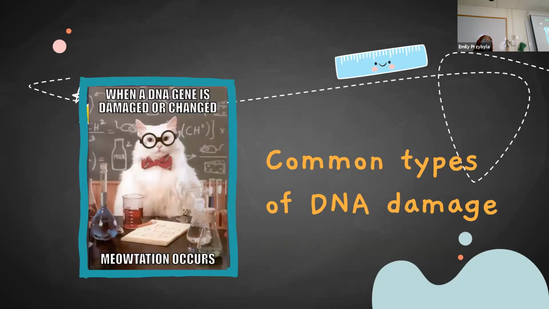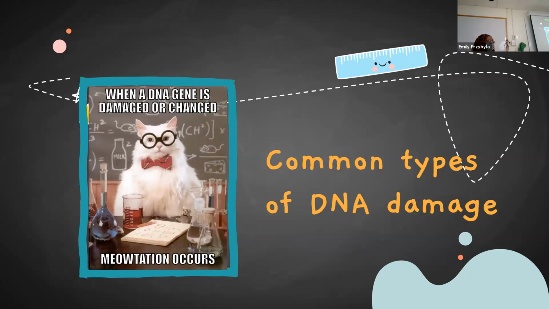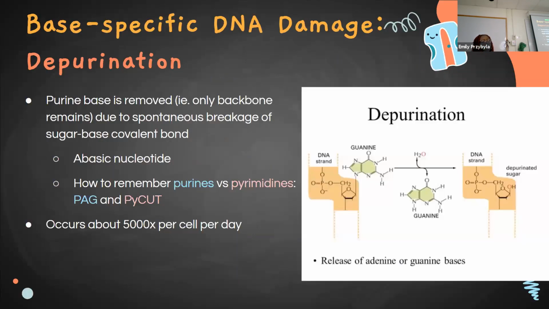Okay, so this is another meme that if you like cats, maybe you'll like it. Common types of DNA damage. So why do we need to be fixing it? Mutation. I understand that you don't think it's funny, but so we've got base-specific DNA damage.